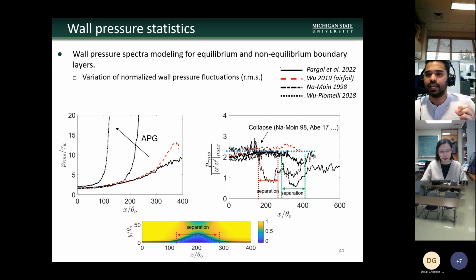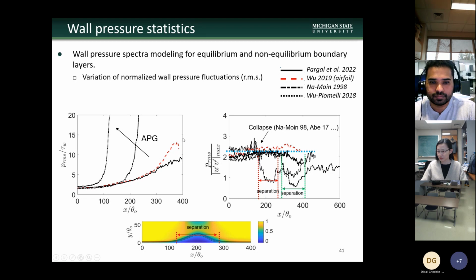Now let's look at the wall pressure statistics, and how these different non-equilibrium flow physics affect the wall pressure fluctuations at the wall. Here I'm comparing all the direct numerical simulation data which we have: the flat plate, the airfoil, and the Na and Moin and Wu and Piomelli cases, which we reran, along the streamwise direction. Here I'm showing the variation of the RMS wall pressure fluctuations, normalized by inner scales, that is wall shear stress, and by outer scales, that is the local maxima of Reynolds stresses.